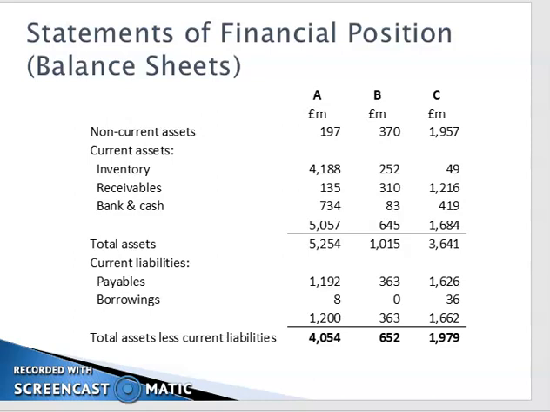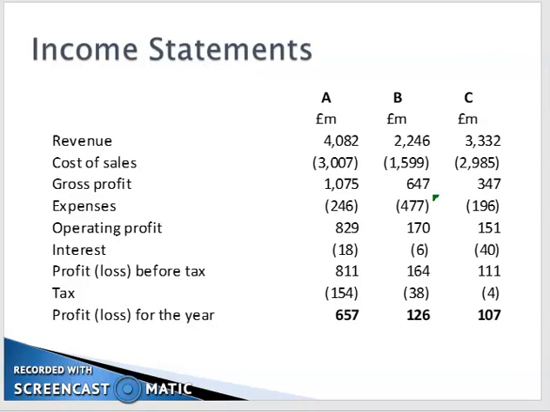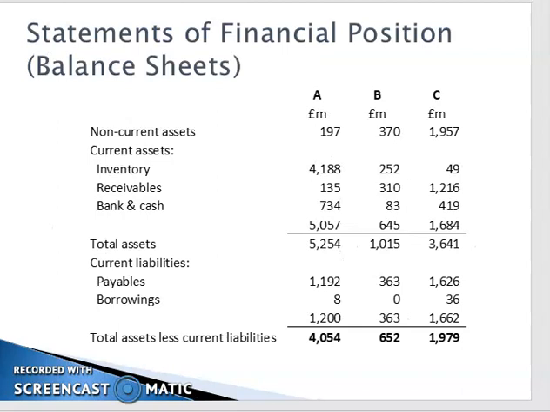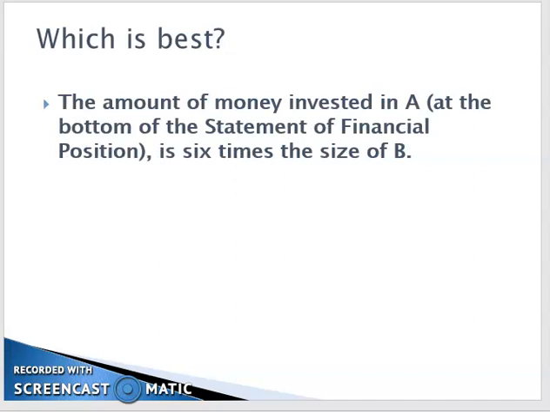Which is best? You might look at the bottom of the income statement and decide that A is the best one because its profit is at least 5 times as big as the other two. However, if you look at the bottom of the balance sheet, you can see that the total money invested in A is 6 times as big as the money invested in B. So really, it ought to make at least 6 times as much profit. So perhaps we can't do that.